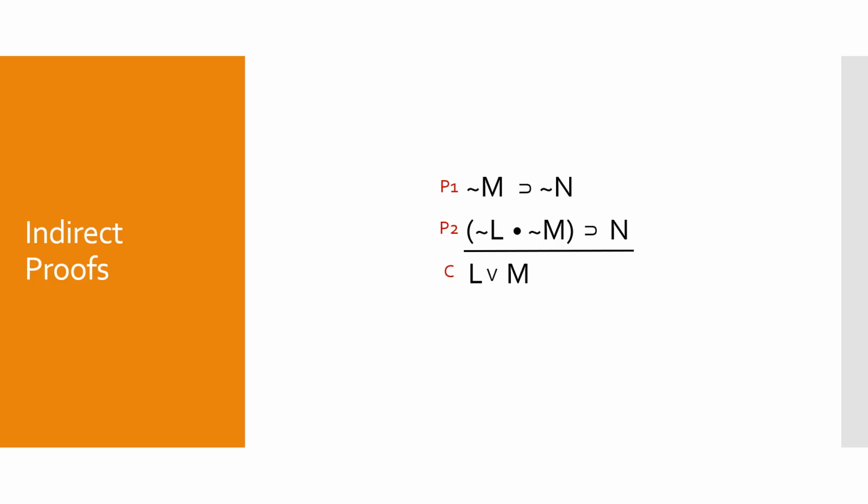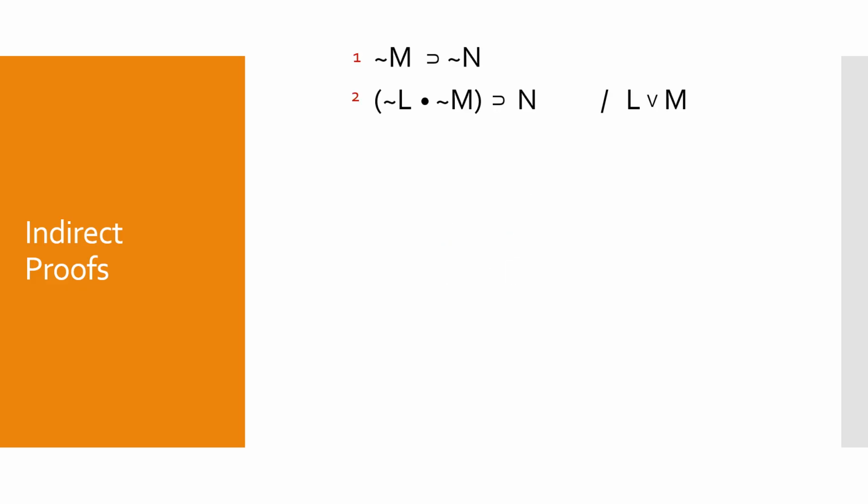In this particular argument, our first premise says, if not M, then not N. The second premise says, if not L and not M, then N. And then the conclusion says it's either L or it is M. Now, the first step in all of this is rather naturally to just set up the proof like we always do, listing your premises and then setting your conclusion off to the right, where we can start to label all of our justifications.